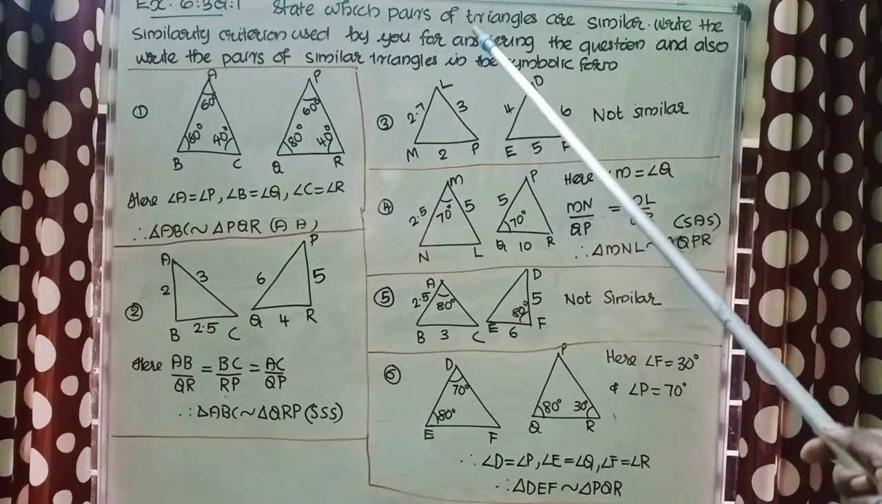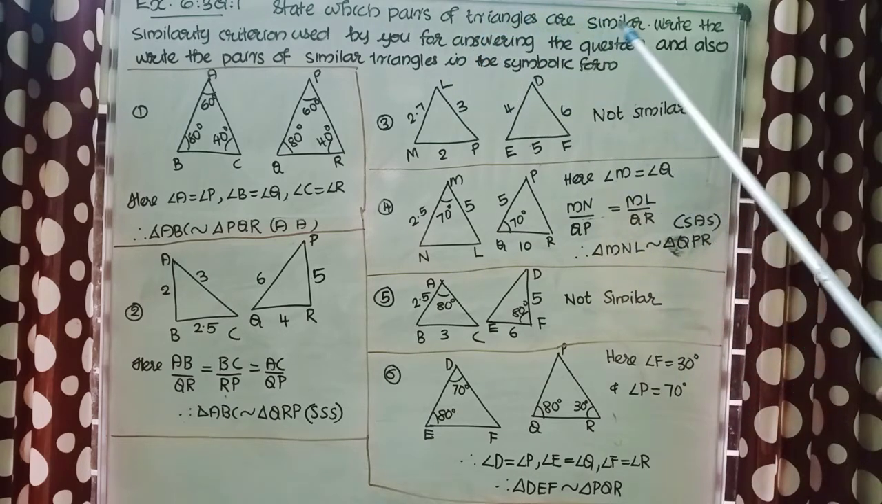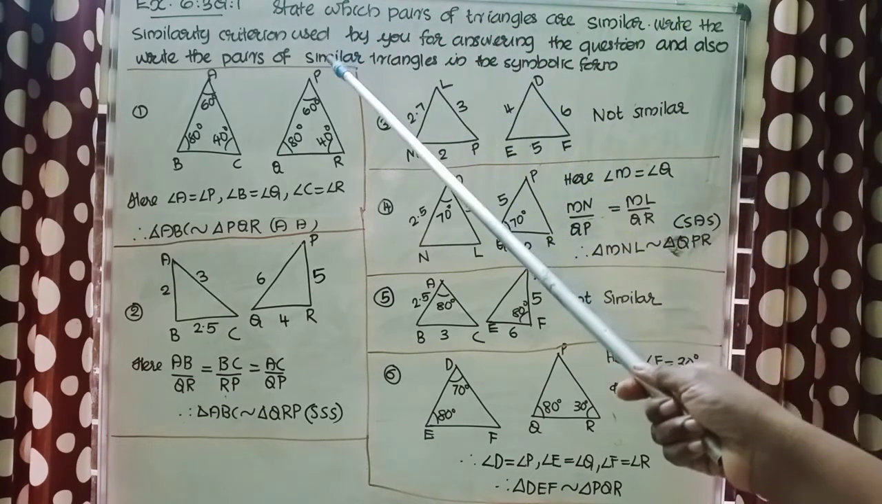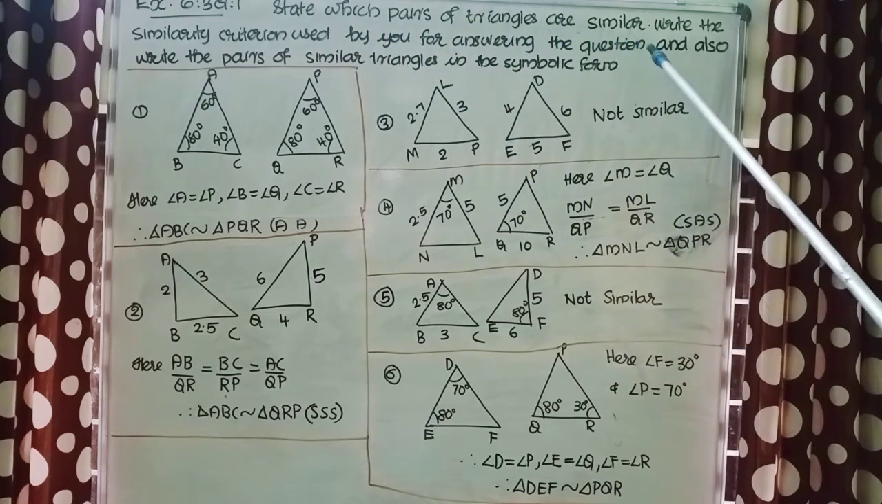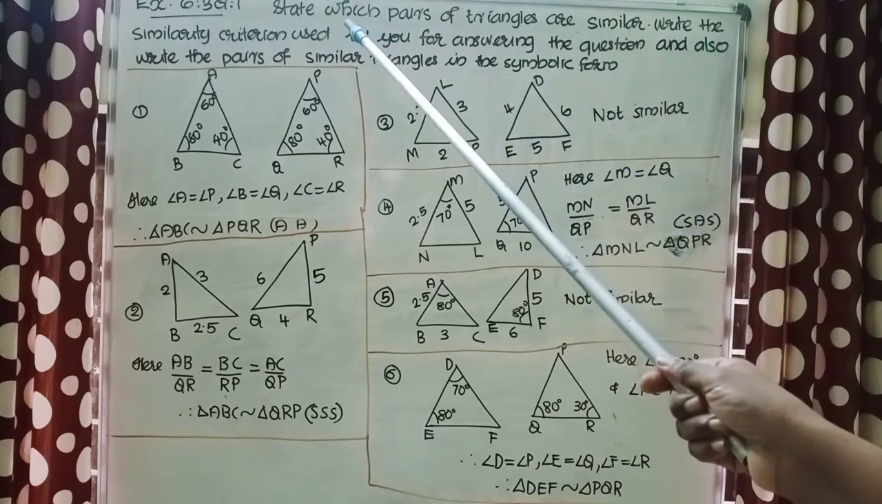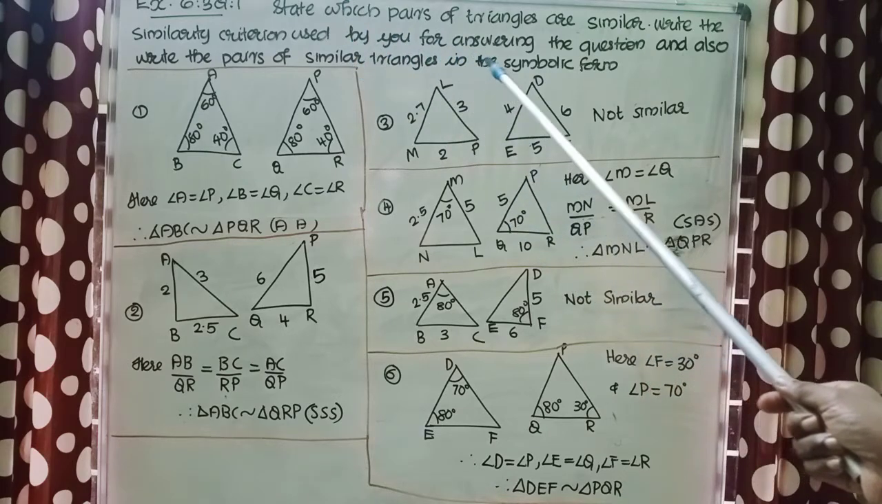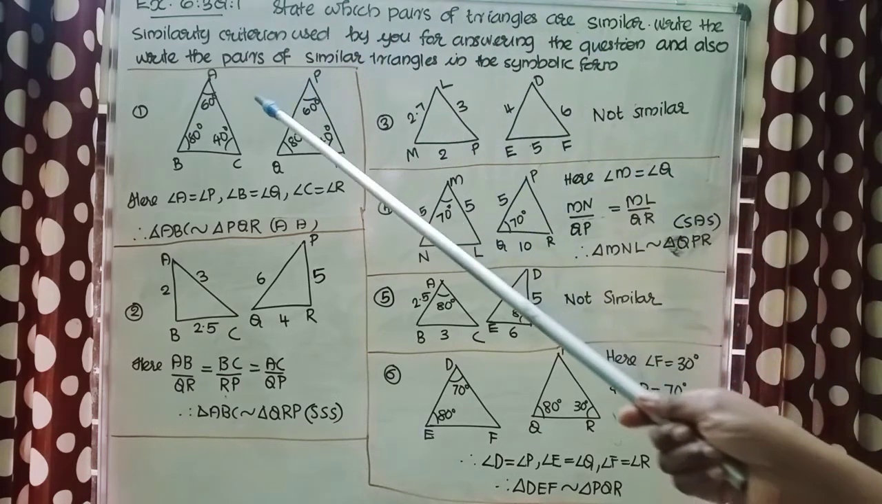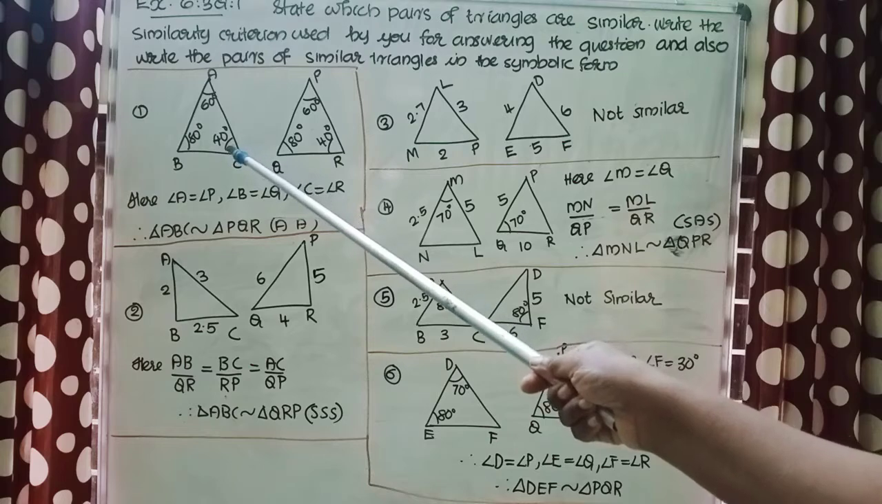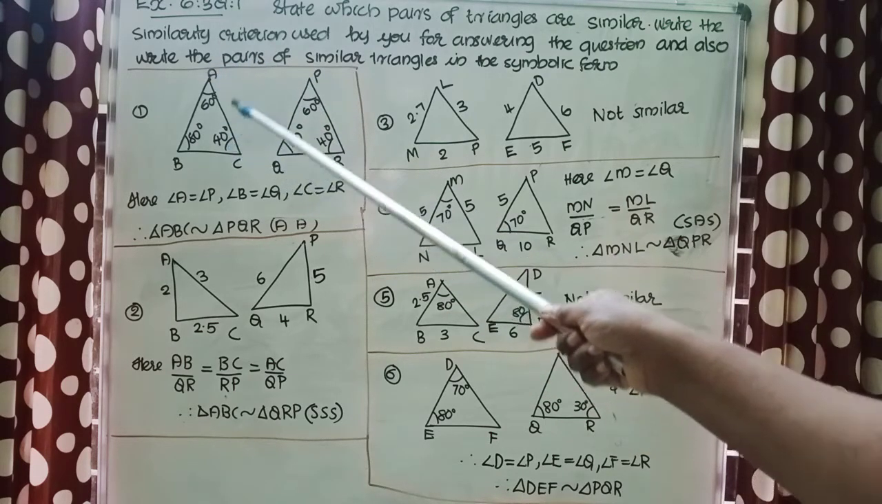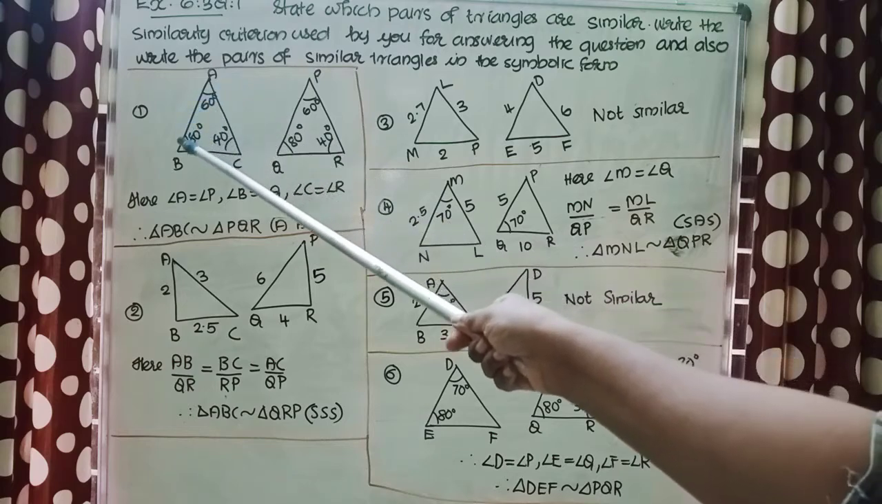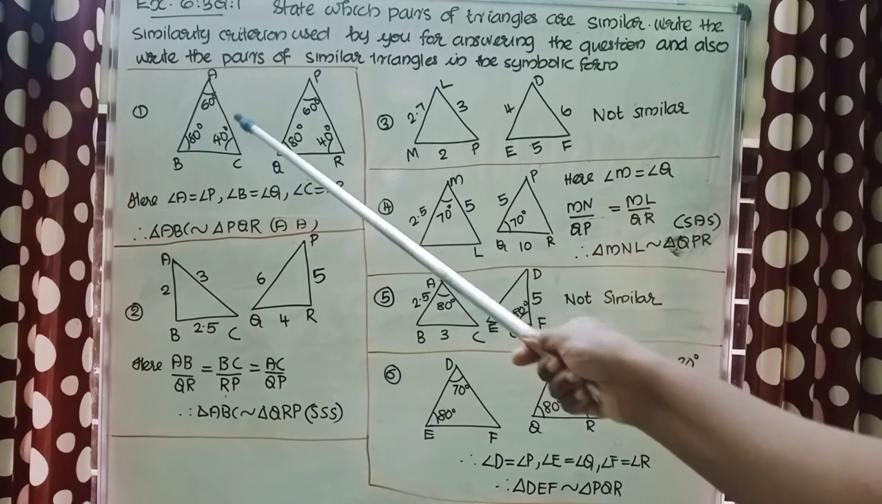State which pairs of triangles are similar. Write the similarity criterion used by you for answering the question and also write the pairs of similar triangles in the symbolic form. First question, here is given triangle ABC and triangle PQR with measurements angle A 60 degree, angle B 80 degree, angle C 40 degree.